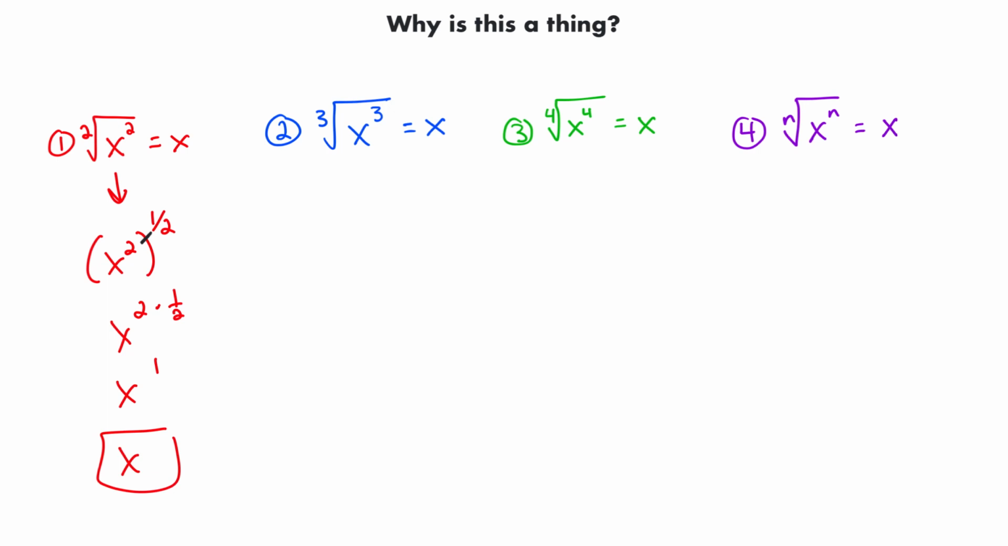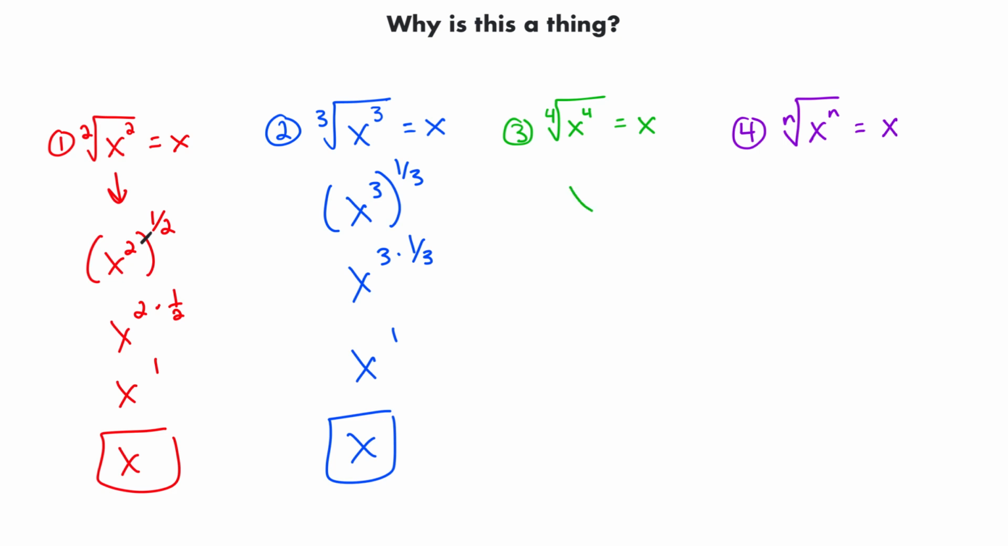The reason why a radical and its power equivalent undo one another is because one is the whole number and the other one is the reciprocal of that value. So a third root, that's just a 1/3 power. So that's just x to the 3 times 1/3 power, which is just x to the first power, which is just x. Number 3, if it's a fourth root, it is a 1/4 power. That's just x to the 4 times 1/4. That is just equal to x to the first power, which is just x.